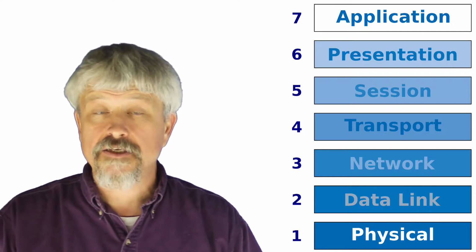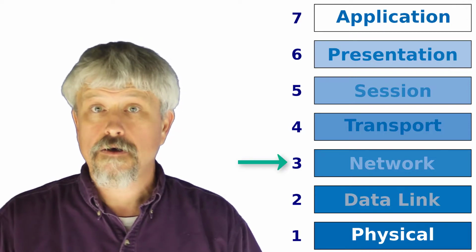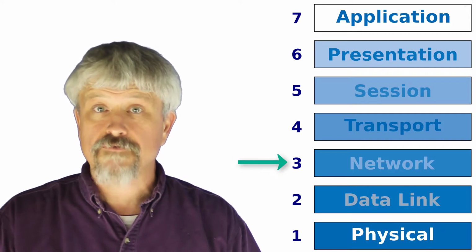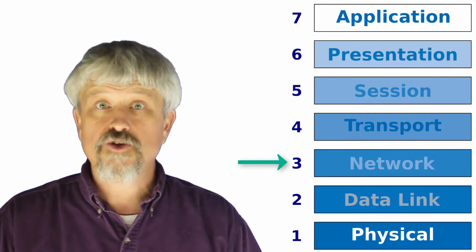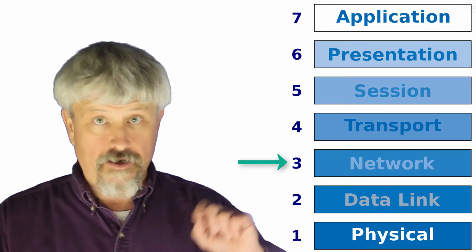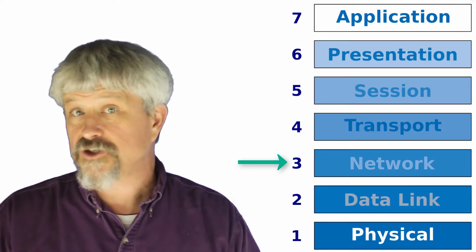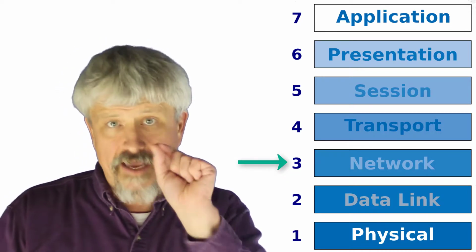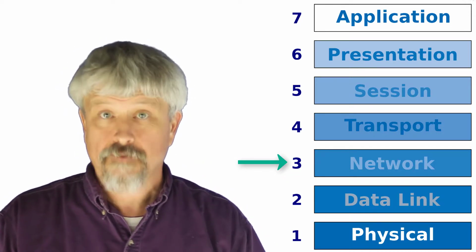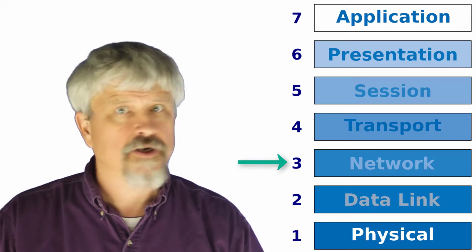Up above that then is the network layer, and this is responsible for getting information from one place to another, even if that other place is the next continent or even just the next town. This is where that principle of the IP addresses comes in. This is necessary, but it's not sufficient.